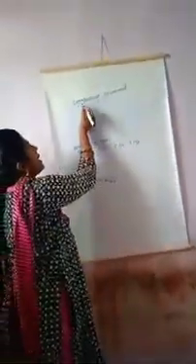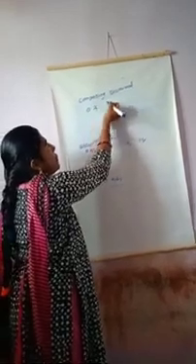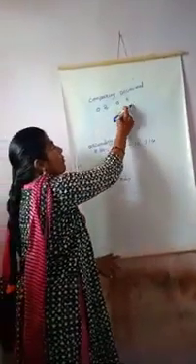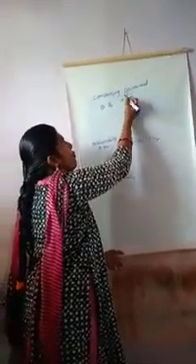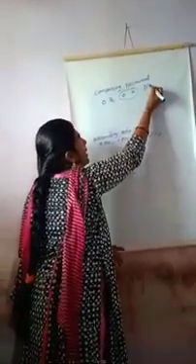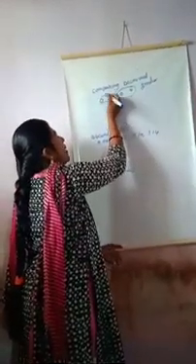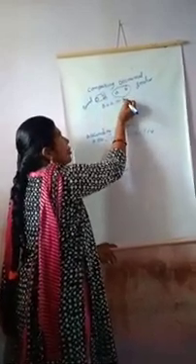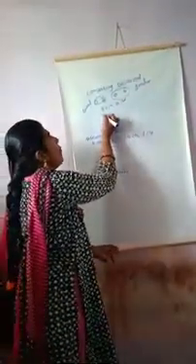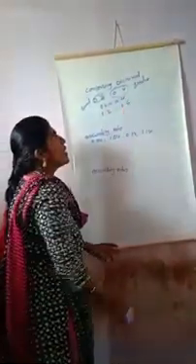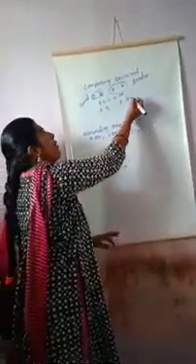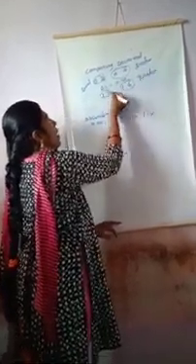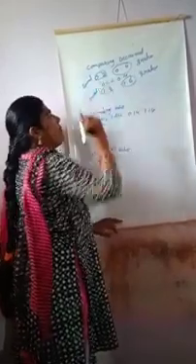Children, comparing the decimals. 0.2, 0.4. So, 0.2, 0.4. Which decimal is big? 0.4 is greater. 0.2 is smaller. Okay. 0.2 is smaller than 0.4. Next, 1.2, 1.6. How much is the greater decimal? 1.6 is the greater decimal. 1.2 is the small decimal. Okay, children?